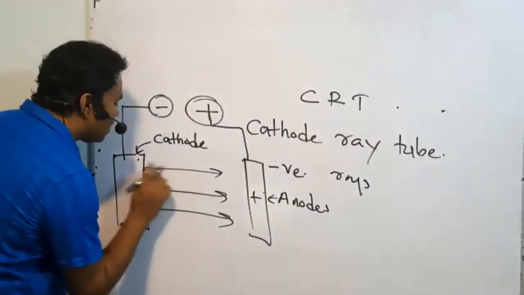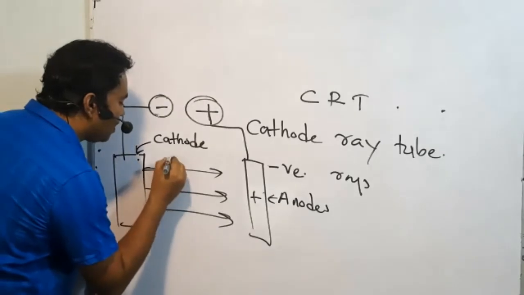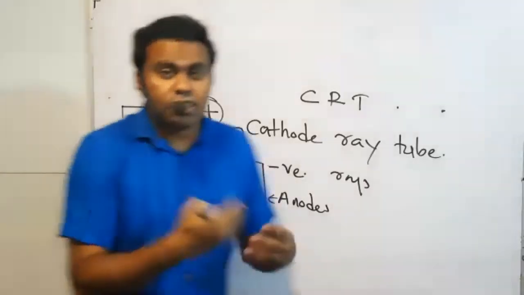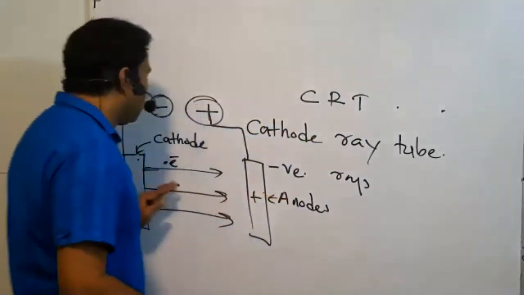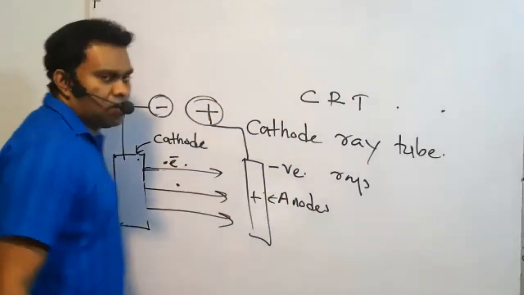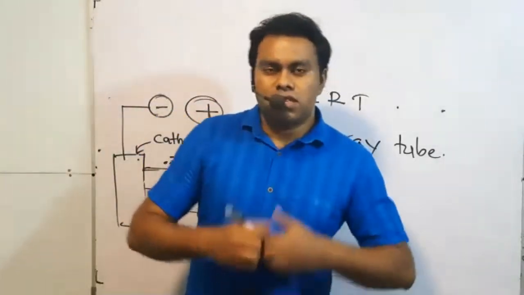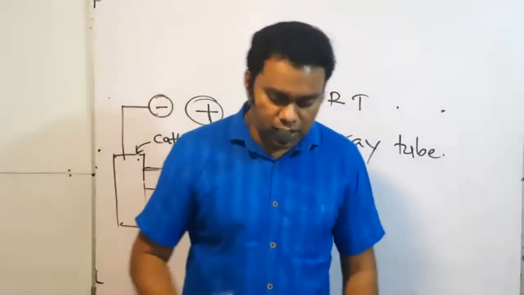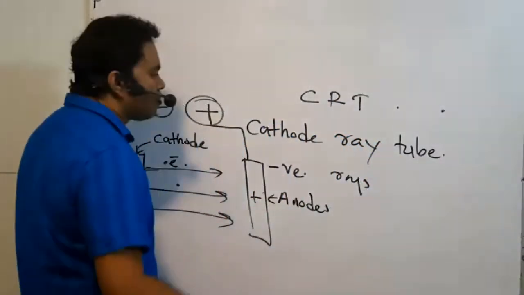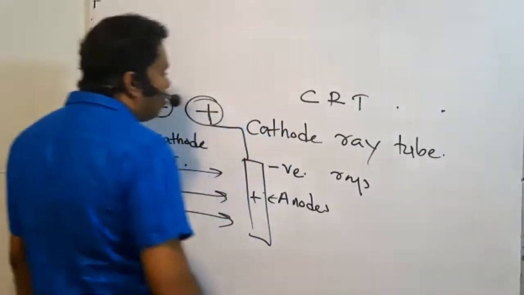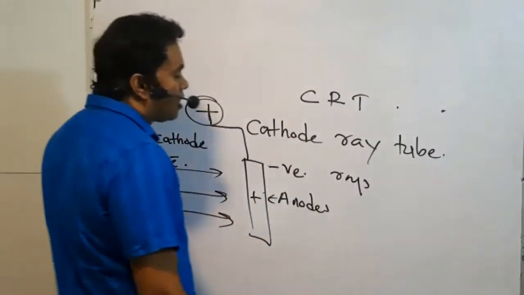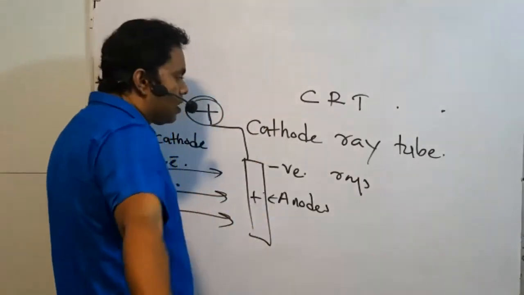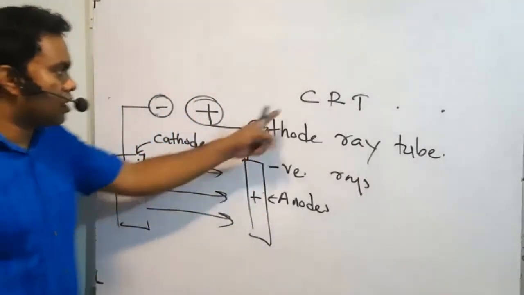So these rays are actually negatively charged electrons. These electrons are said to be cathode rays. Just like light, they emit a light green colored light, cathode rays. By using these cathode rays, earlier television screens were created, and not only television screens, but also computer screens. So they are known as CRT, cathode ray tube.